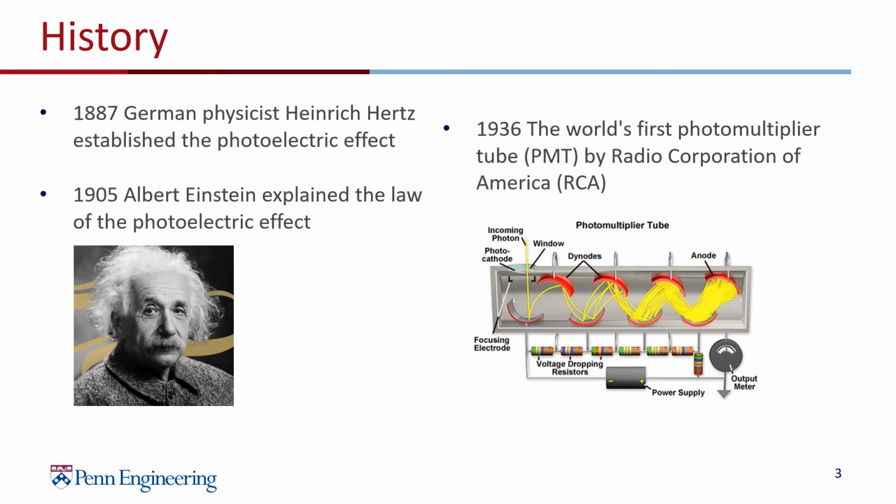What's the history behind this then? In the beginning, in 1887, German physicist Heinrich Hertz noticed the photoelectric effect. Then in 1905, Albert Einstein explained the law of this effect. After that, in 1936, Radio Corporation of America invented the first photomultiplier tube, which is the official introduction of the image sensor.